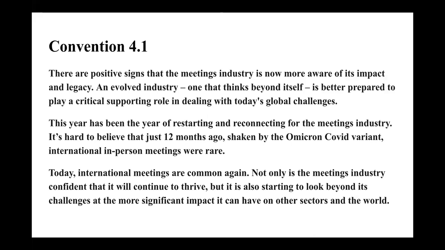Let's say we are aware of its impact and legacy. And when it comes to talking about an evolved industry, we can think beyond itself. It is much better prepared to play an important supporting role in dealing with today's global challenges. So we have to get involved with this kind of trend, especially when it comes to seeing something from the present time into the future.